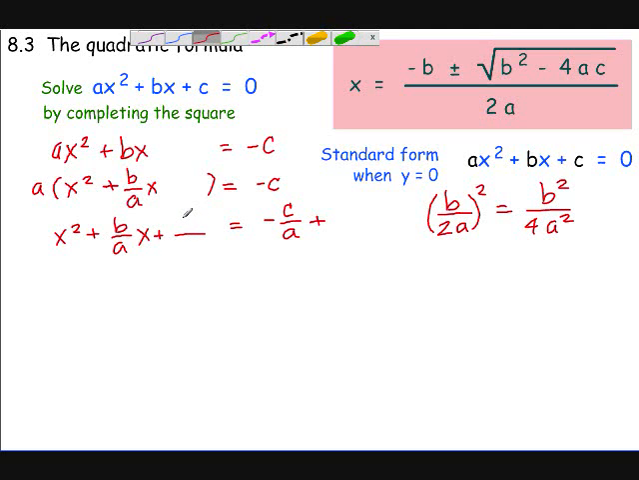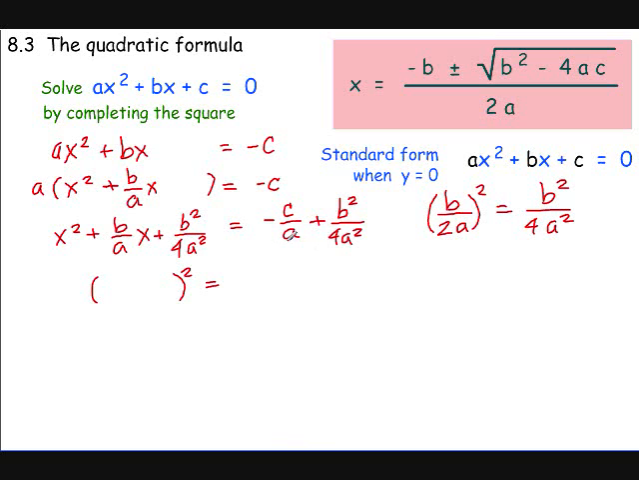This was going to be B squared over 4A squared. And I have to add the same thing to the other side, B squared over 4A squared. So I do have a perfect square trinomial now, and as we know, that can always be written as a binomial squared.